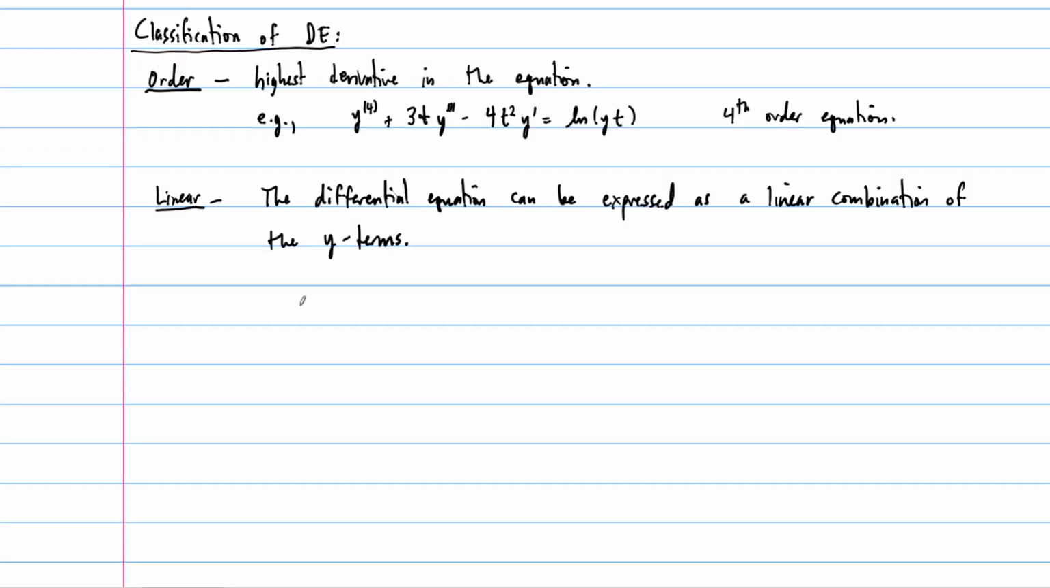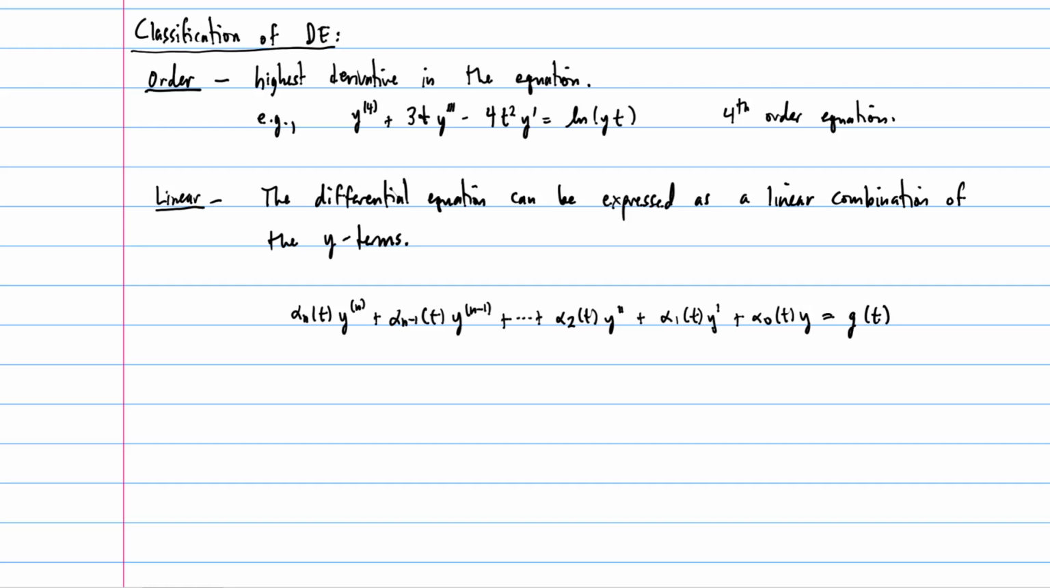Okay, so the way that we would write this down is, our differential equation would look something like, say, alpha sub n of t, which is a function of t, times the nth derivative, plus alpha n minus 1 of t, that's a function, all these alphas are functions, times the n minus first derivative, all the way down to, say, alpha 2 of t y double prime, plus alpha 1 of t y prime, plus alpha 0 of t y, equals, we'll say, some other function of t, g of t.